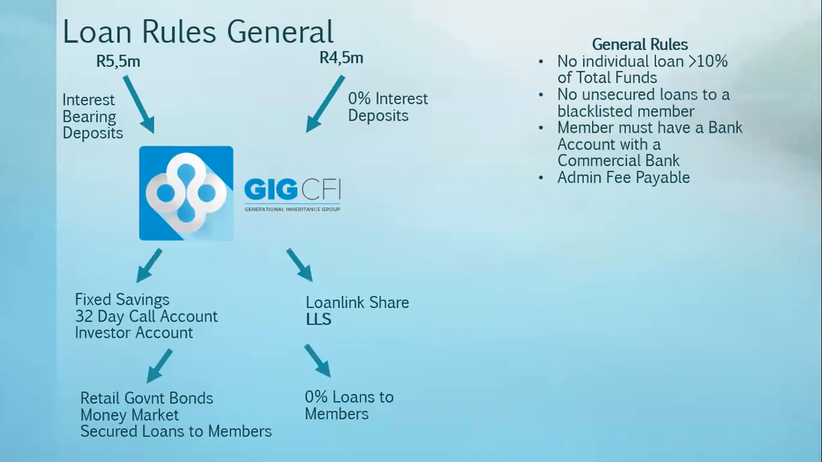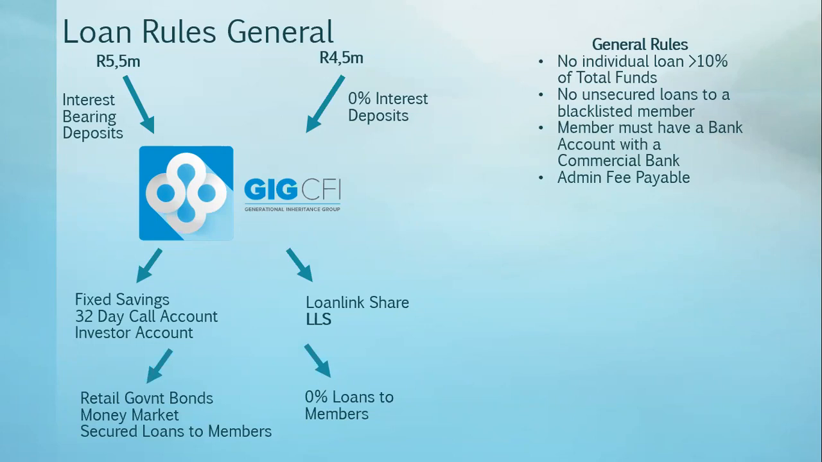Now, let's look at the general rules on loans. Now, I told you we've got 2 kinds of income. Interest bearing, that means we have to pay the members interest on their money. And then interest free, which means people can then borrow interest free. So on both sides, the general rule is, and these are rules that are prescribed to us by the Reserve Bank: no individual loan can exceed 10% of the total funds.